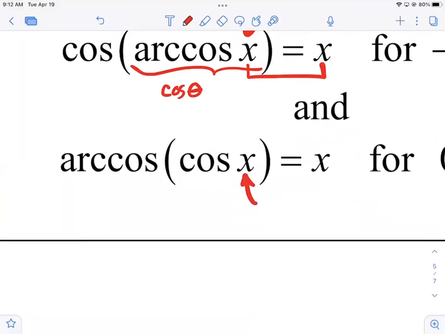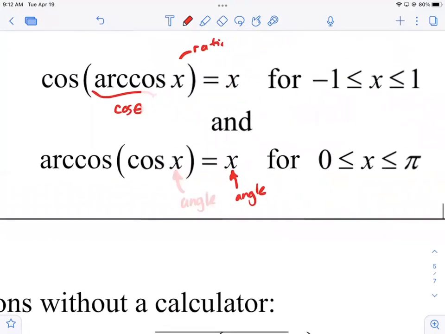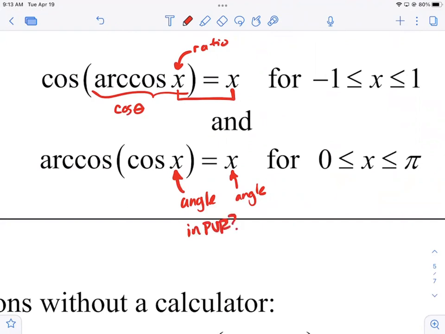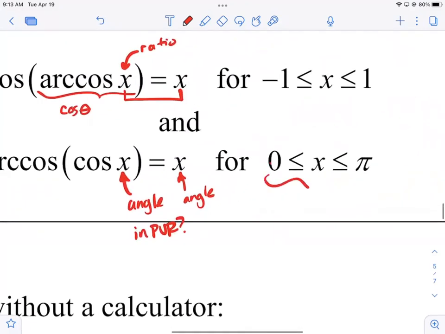But when I start with an angle and end with an angle, I got to be careful, because it's only going to completely undo itself if the angle that I start with is in the PVR. So is the angle in the PVR? Question mark. If yes, call it X. If not, find out the other angle that has the same value that's in the PVR. Because remember, there's always two angles within one rotation that have the same trig value. So this is the PVR right here.